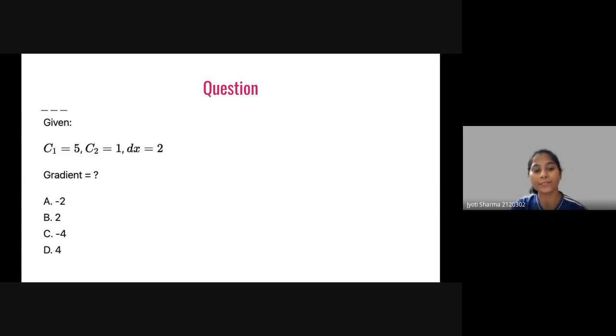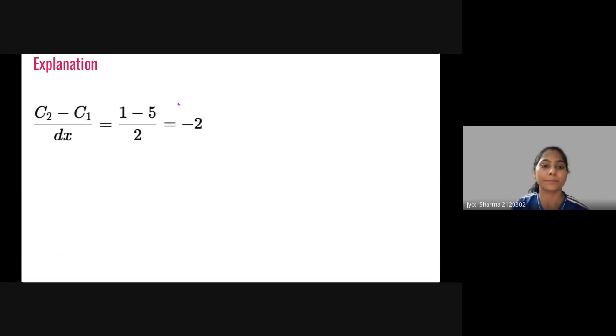Okay, if we have C1 equal to 5, C2 equal to 1, dx equal to 2, can you calculate the gradient? Very easy. You told B. Is it B? Yeah. So it is A, because we have Fick's law. It says minus D, and then we have dc upon dx, right? And that's how this gives you -2, or you can also go with the concentration. So this is how this will give you -2.